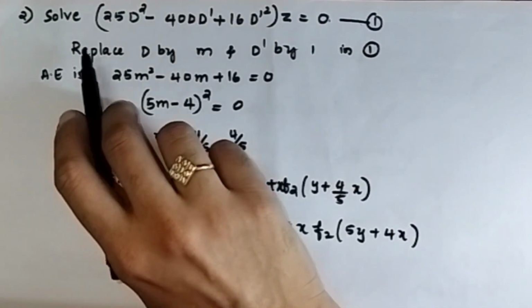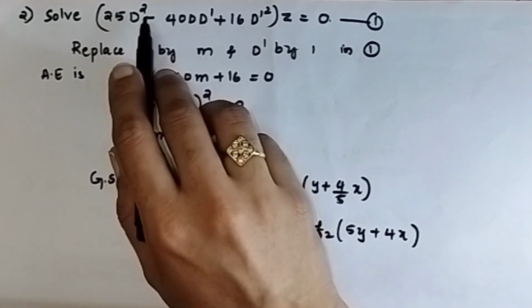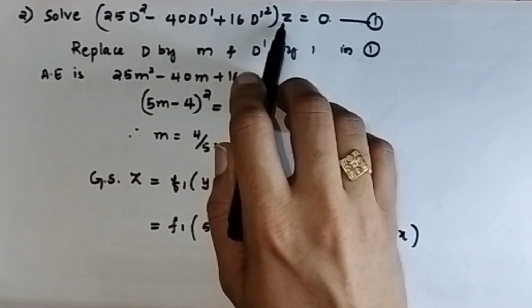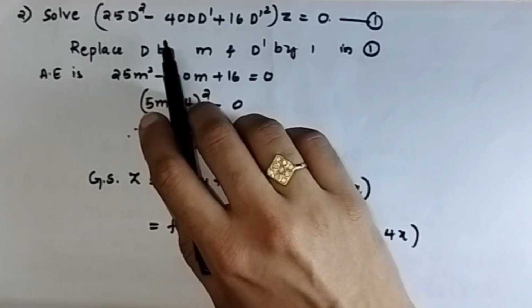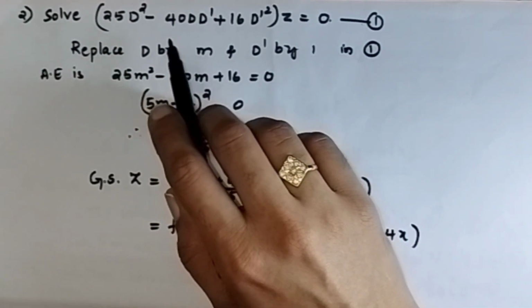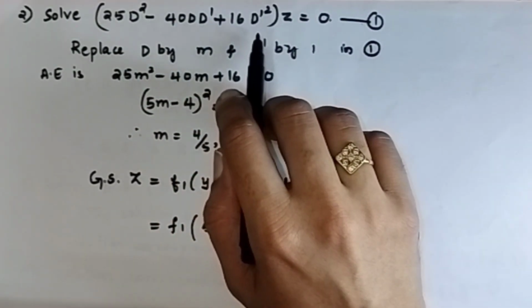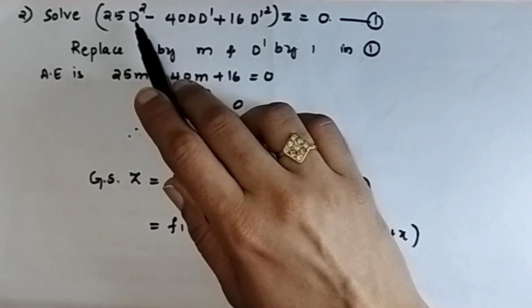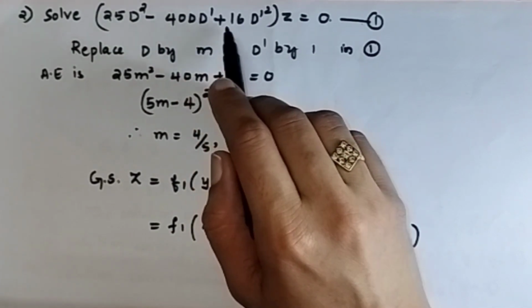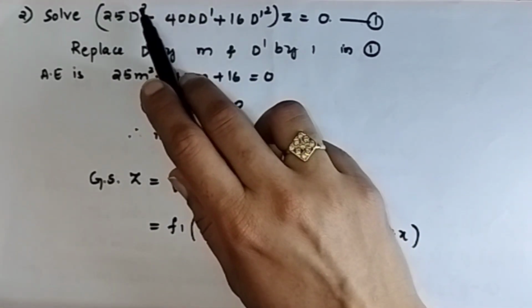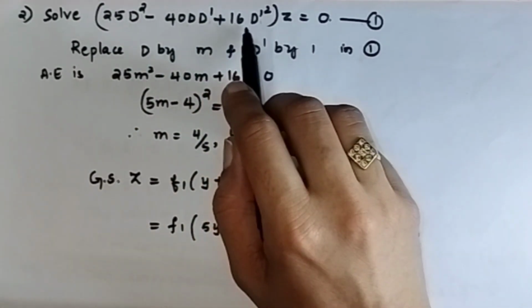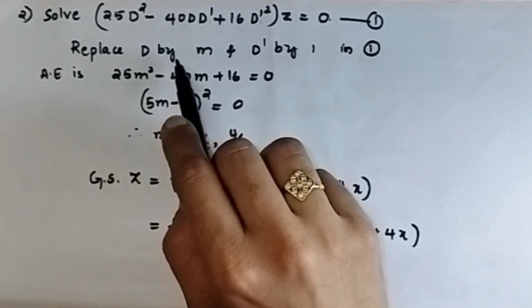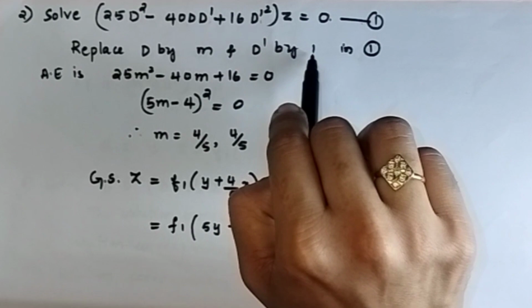Now the second problem is solve 25D² - 40DD' + 16D'² into z equal to 0. Already the given equation is f of D, D' into z equal to f of x, y form. Moreover, every term has partial derivative of order 2, hence it is homogeneous. First, let us find out the auxiliary equation.